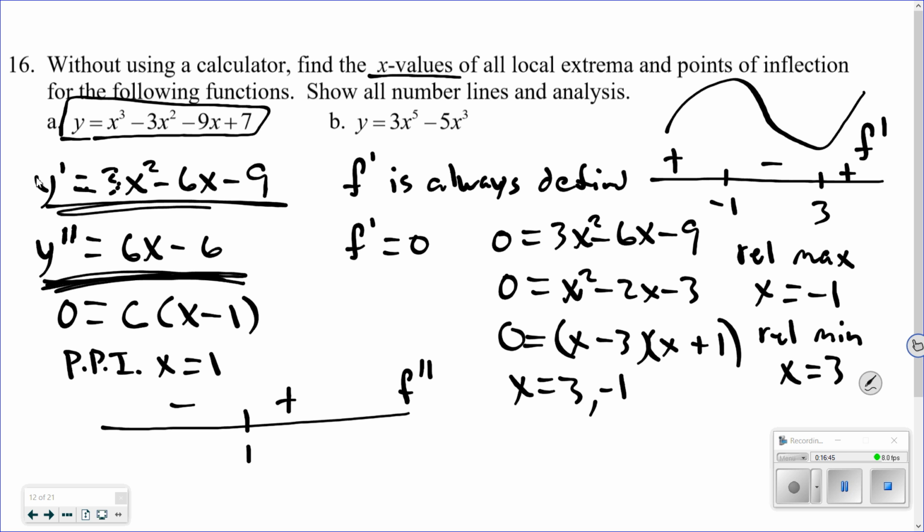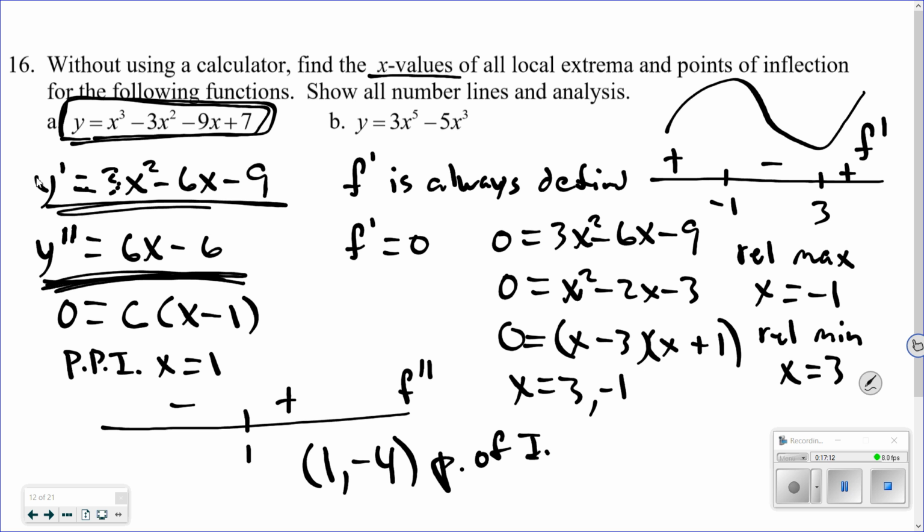Now this one says point of inflection, so I'm actually going to find the y value. Take your x value of 1 and plug it back into the original function up here to figure out your y value. That'd be 1 minus 3, -2, minus 9, -11, plus 7. So if I did my math right, it comes out to be -4. So at (1, -4), there is a point of inflection.